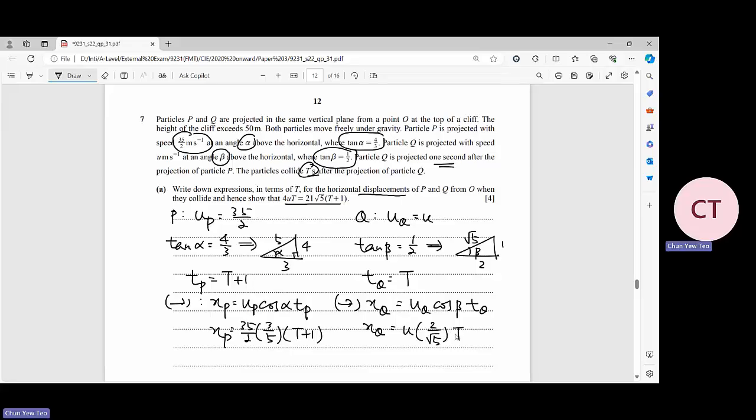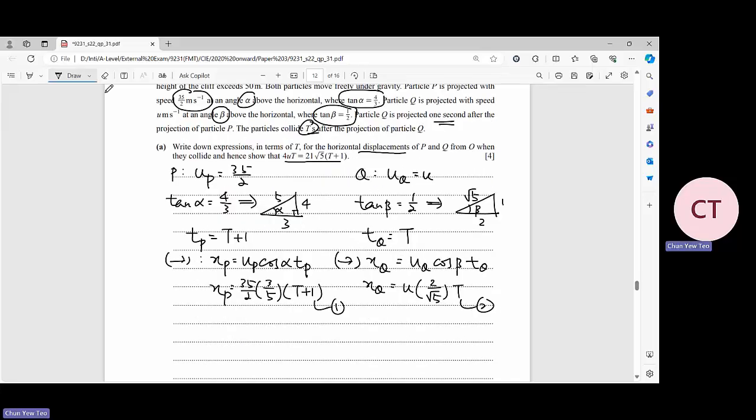And then you have an uppercase T. So you have equation 1 and equation 2. No need to write equation 1 and equation 2, because we already have xp and xq. We just say that when they collide, xp is equal to xq.